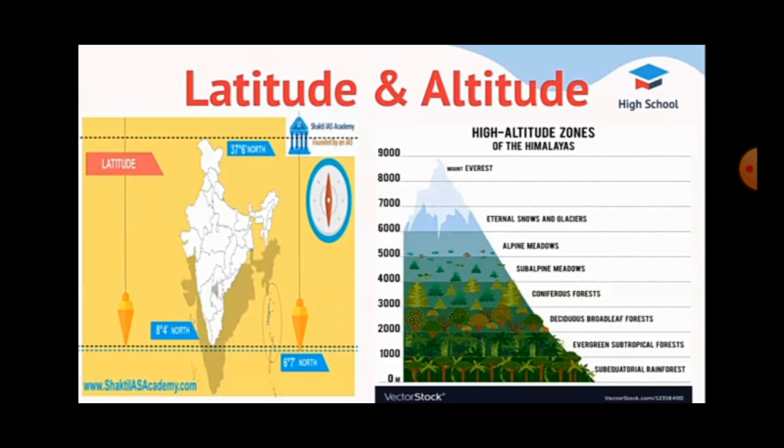This is a very important 2-mark question. Temperature decreases at the rate of 6.5 degrees Celsius for every 1000 meters. It is called normal lapse rate.